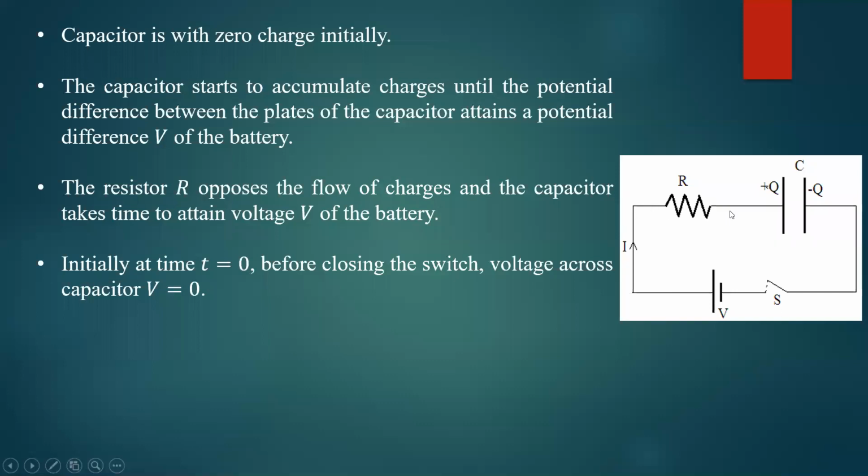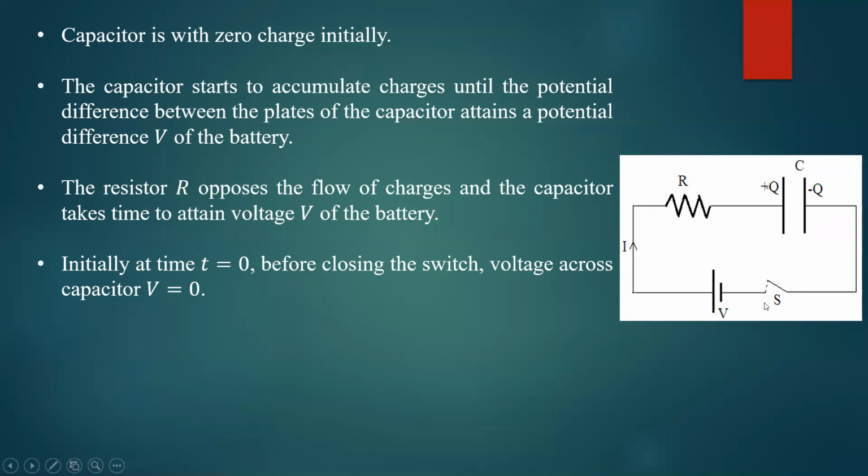Resistance will oppose the flow of charges. It will allow slow movement of the charge, and that's why the capacitor charges slowly. So it will take time, and because of that, transient current is observed. Initially, at time t equal to 0, that is before closing the switch, voltage across the capacitor V is equal to 0. Because there are no charges on the capacitor, definitely voltage across the capacitor is 0 before closing the switch.